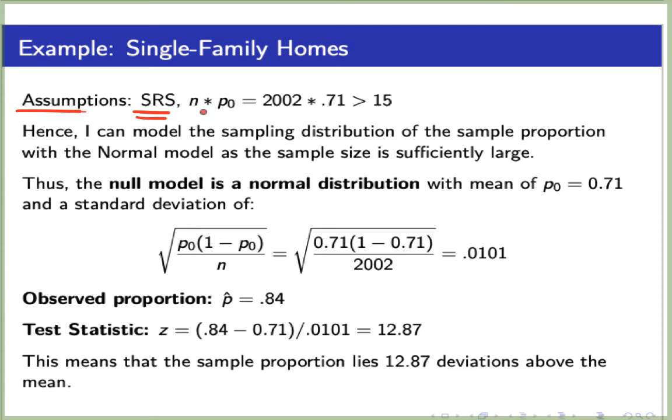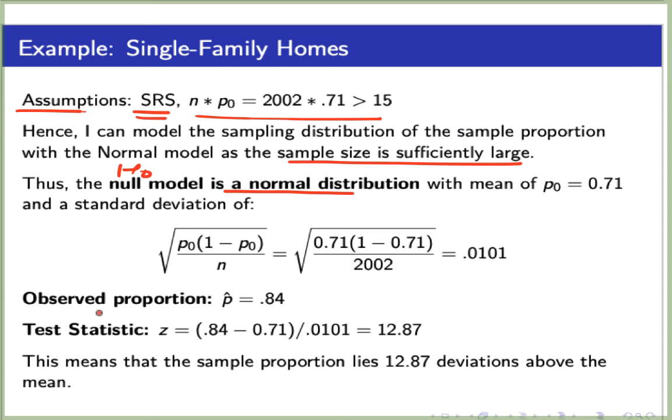After that, we do n times p0, which is greater than 715. And clearly, the null model is a normal distribution because the sample size is large. Remember, what we are doing is we are trying to test the null hypothesis, whether it is acceptable or not acceptable by the claims which are being made by the alternative hypothesis.